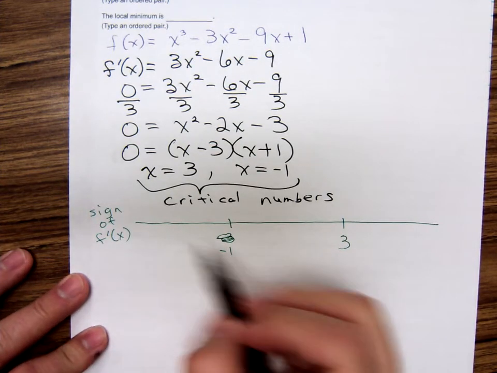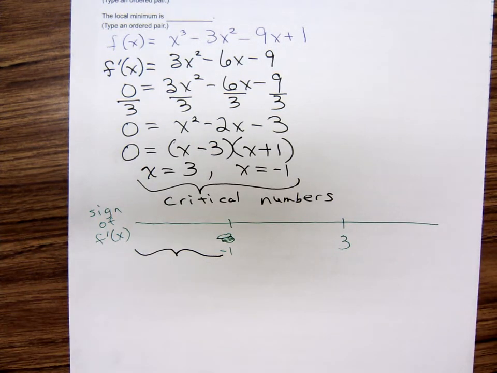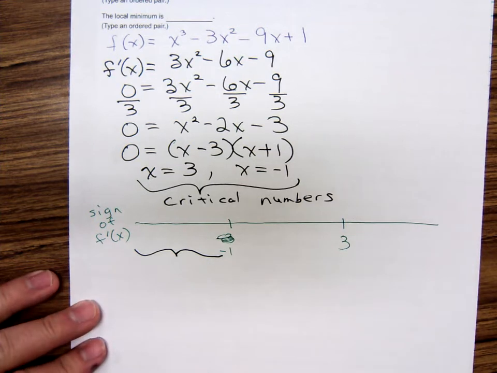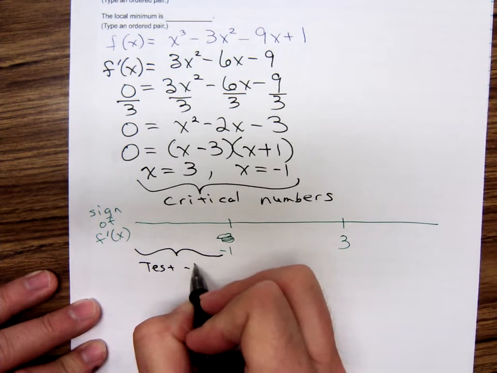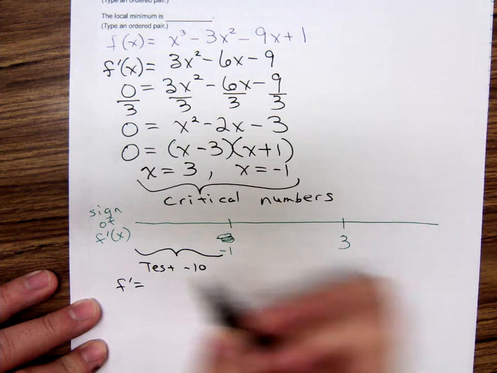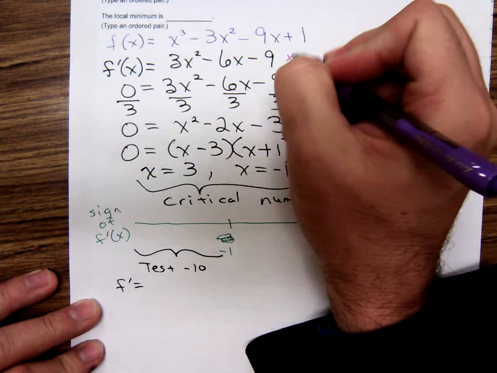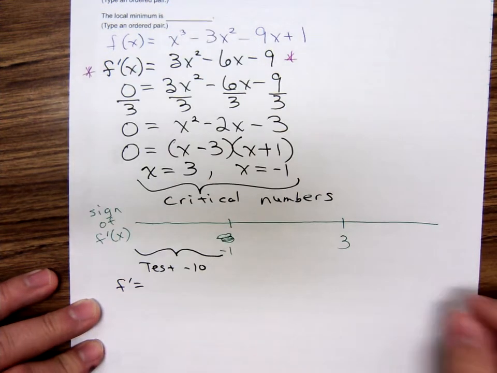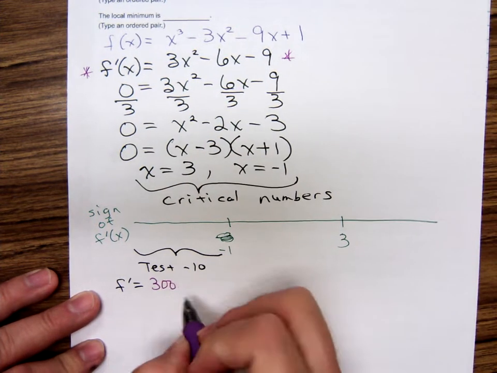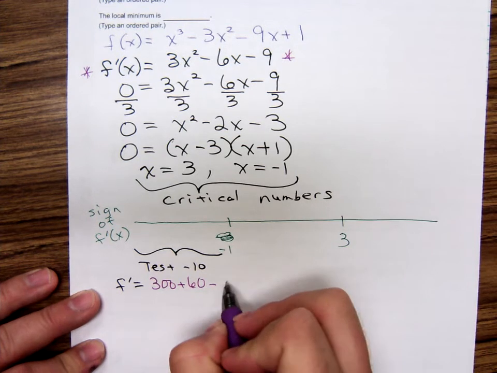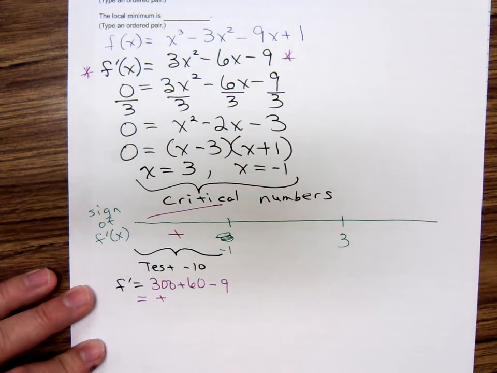Let's see, to the left of -1 on this interval, we could test -2. You know what I think I'll test? If it's easy to test, it's -10, because that's easy to square. So I'm going to test -10. That would give me f prime, plugging into the derivative here, a 300 plus 60 minus 9. That's positive, so the function is increasing.